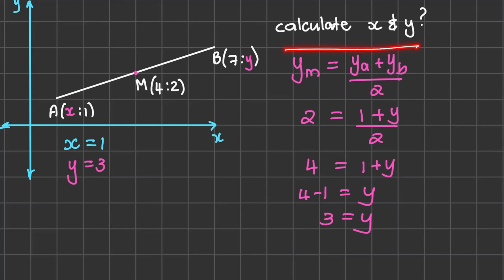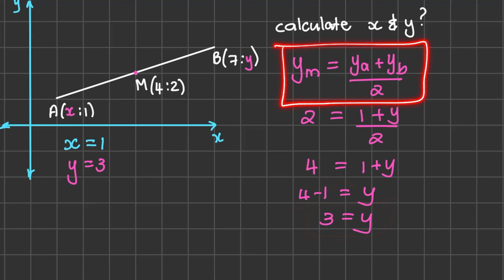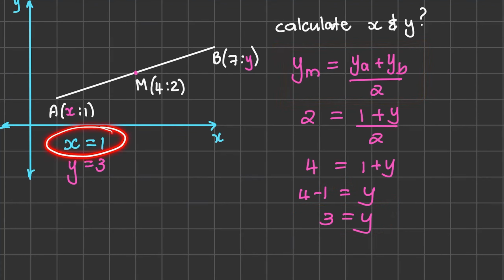So what we've used in this example is still the midpoint formula, but we simply substituted the variable at the correct position and thereafter multiplied out and subtracted in order to solve that variable. So by using the midpoint formula, we found that x is equal to 1 and y is equal to 3.